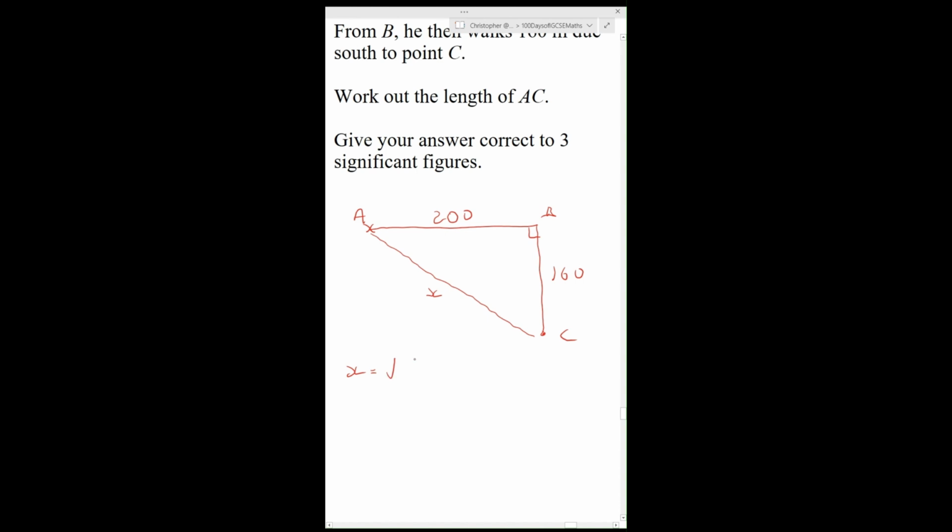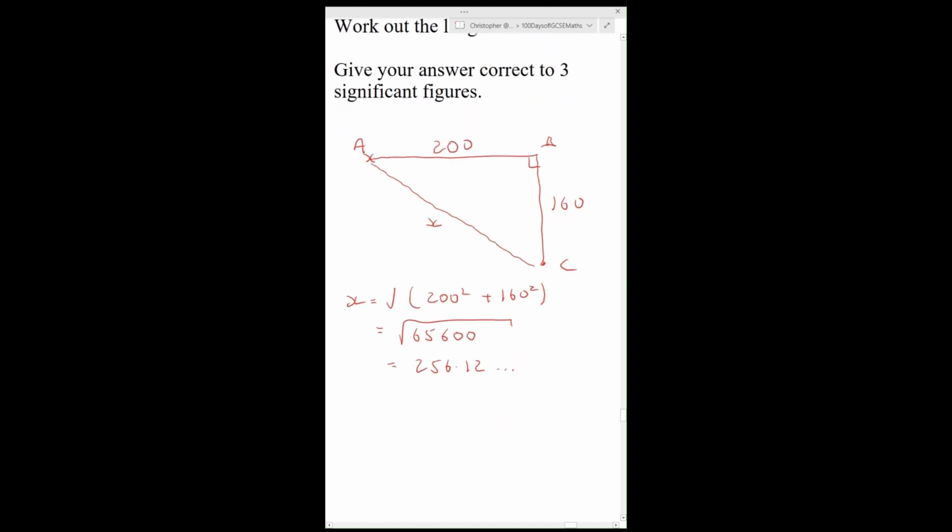X is going to be the square root of 200 squared plus 160 squared. If I put that into my calculator, that's the square root of 65,600, which comes out to 256.12 and so on. So to 3 significant figures, the answer is 256.